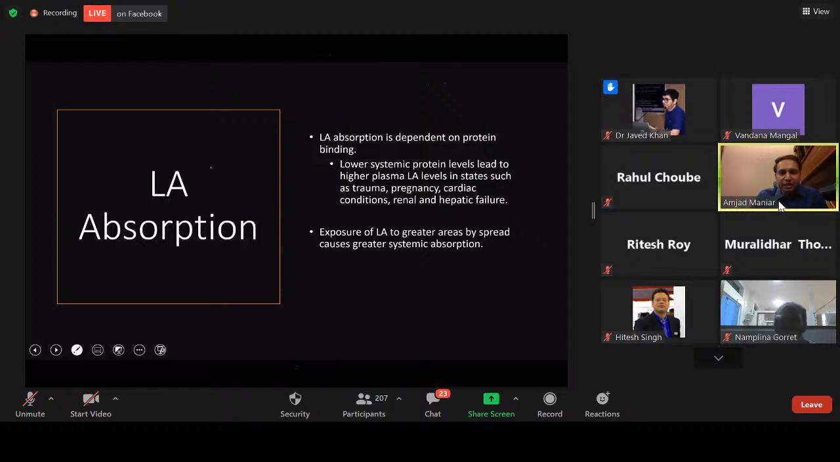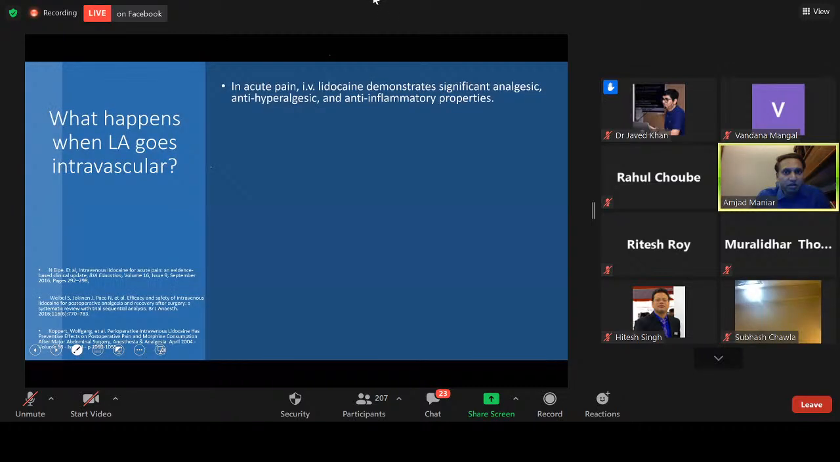It's very interesting. Murli is here today. He's a chronic pain guy, so he knows the chronic pain guys have been using lignocaine intravascularly for years. And it's only recently come into acute pain. And in acute pain, when you use lignocaine, which is the only drug we have that we can give intravascularly, there is significant anti-hyperalgesic and anti-inflammatory properties.